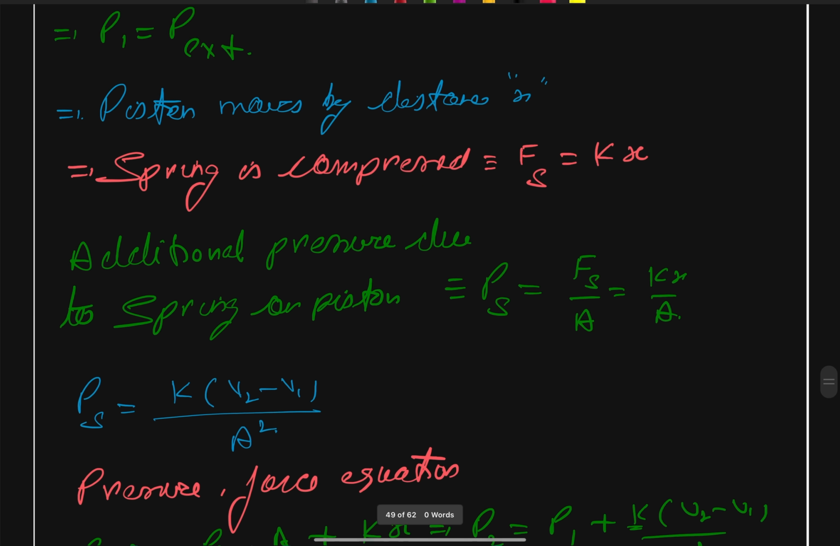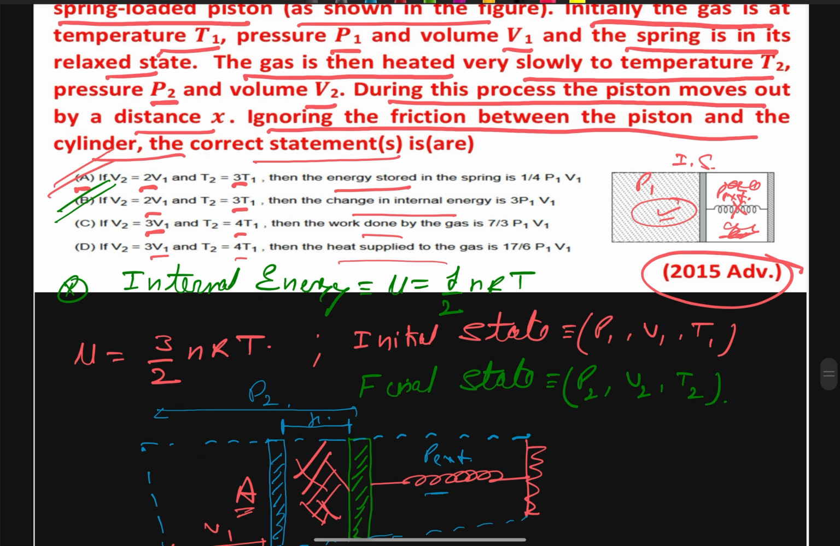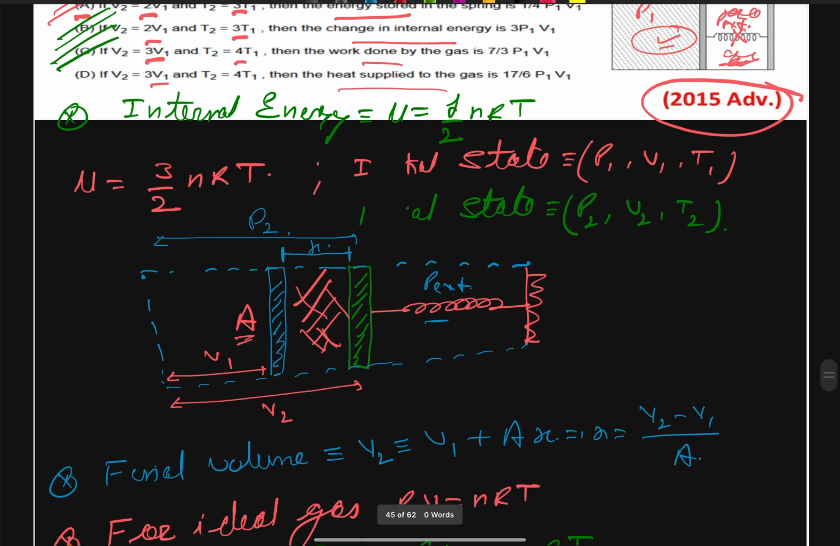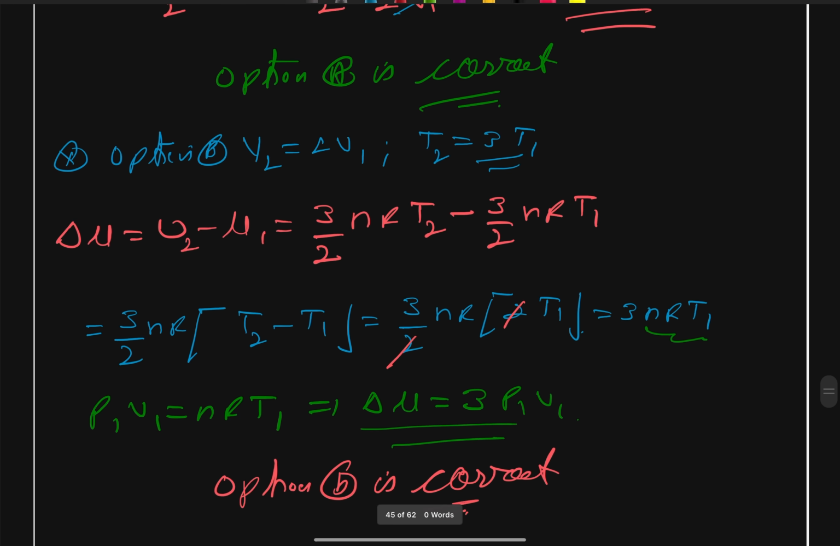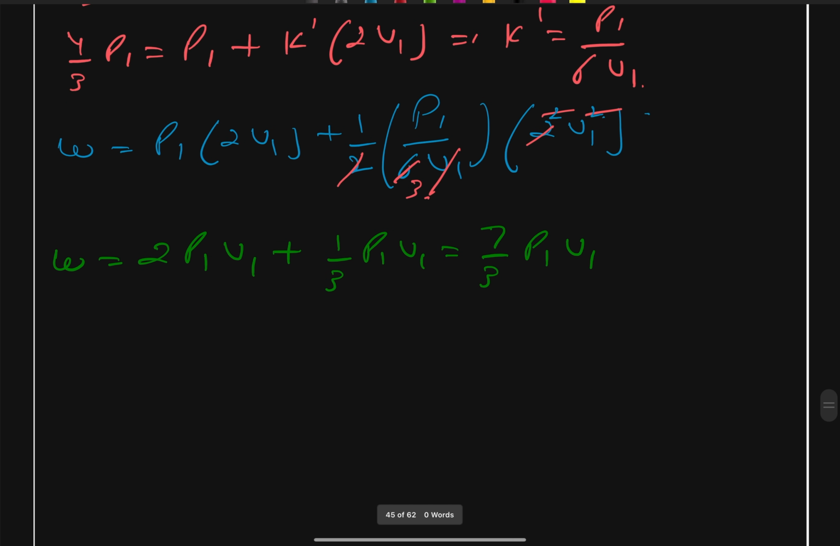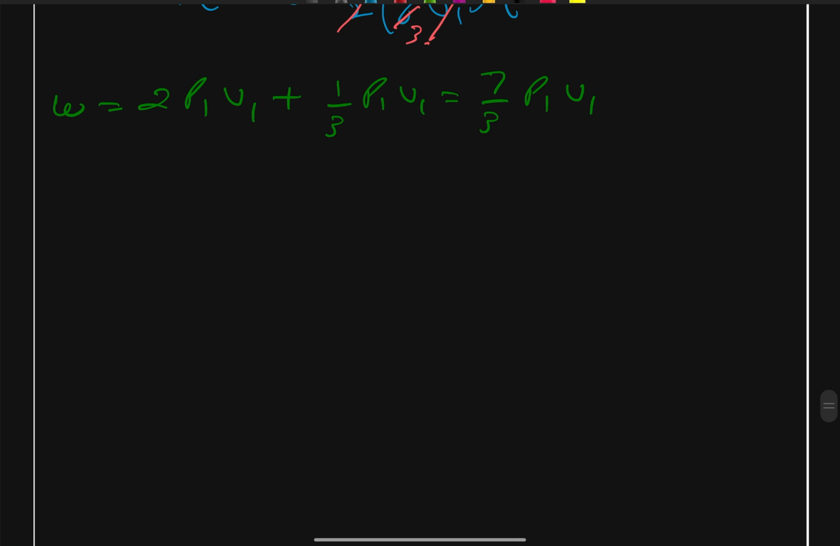Okay. So we have option C. I think that is also correct. Option C is also correct. And finally we have heat supplied under the same condition. So option C is correct. Now we come to option D.